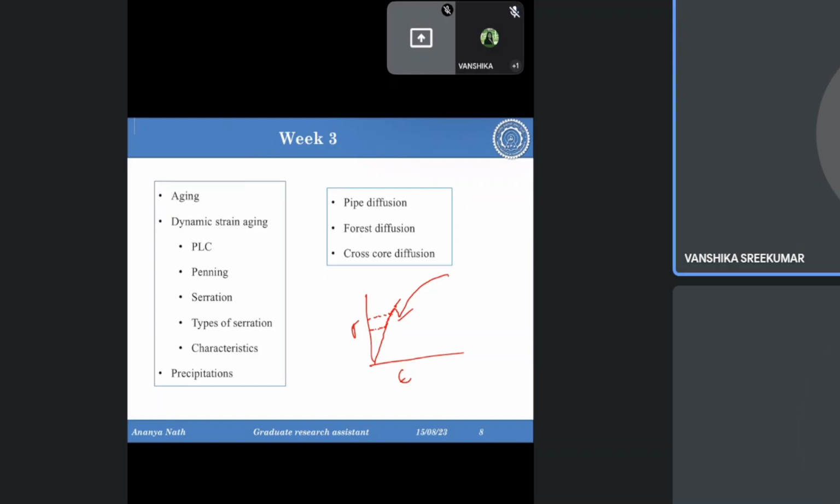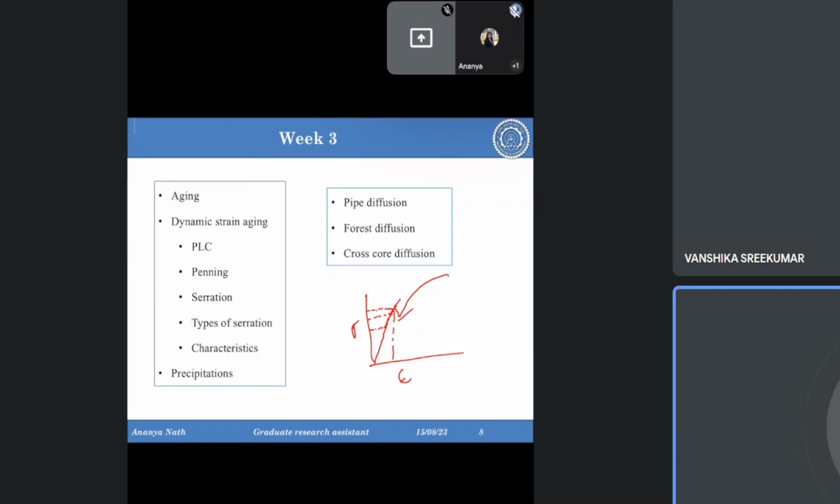Ma'am, in the case of the solute theory that we did in the last class, the upper yield point will say that the solute atoms are following the dislocations and pinning them down, but after a particular time, that process is not that good. Hmm. Yes, it's that theory. Absolutely right.